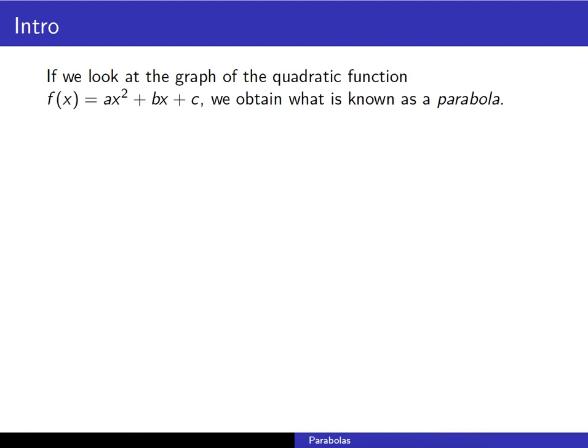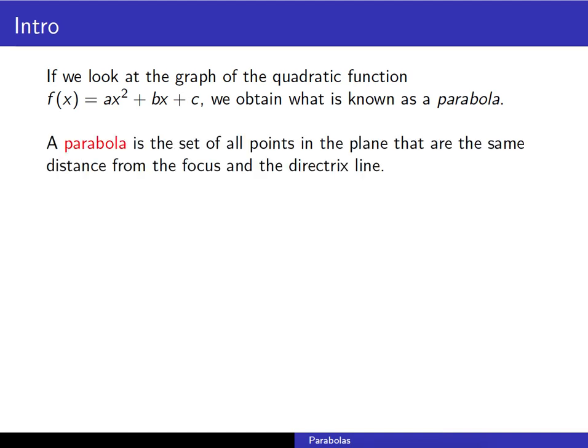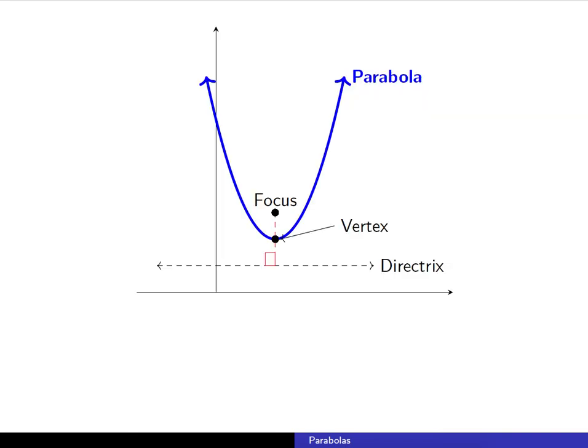A parabola is the set of all points in the plane that are the same distance from the focus point as they are to the directrix line. Now, what does that mean? Well, here's our graph of a parabola. So here we have a parabola opening upward.